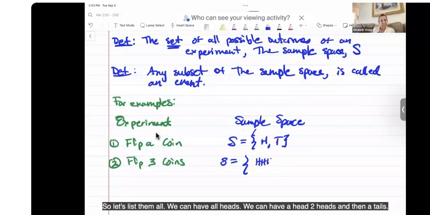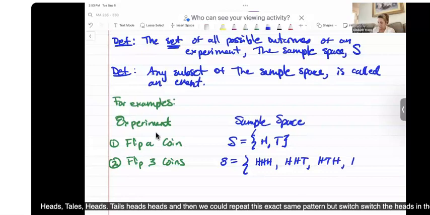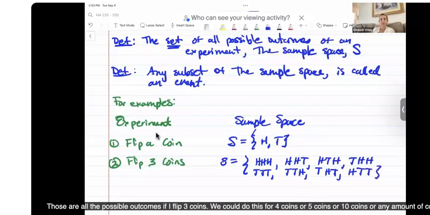So let's list them all. We could have all heads. We could have 2 heads and then a tails. Heads, tails, heads. Tails, heads, heads. And then we could repeat this exact same pattern, but switch the heads and the tails. Those are all the possible outcomes if I flip 3 coins. We could do this for 4 coins or 5 coins or 10 coins or any amount of coins. But as you can imagine, that number gets bigger and bigger the more you flip.